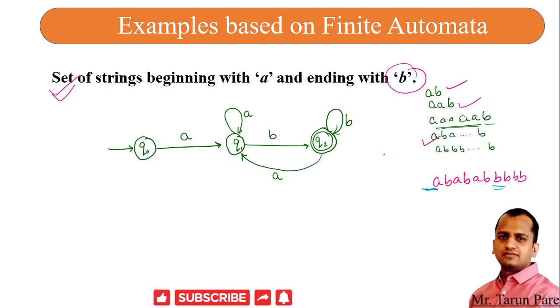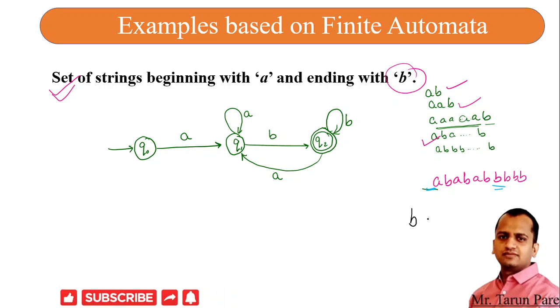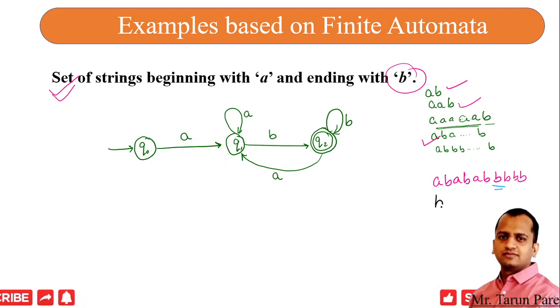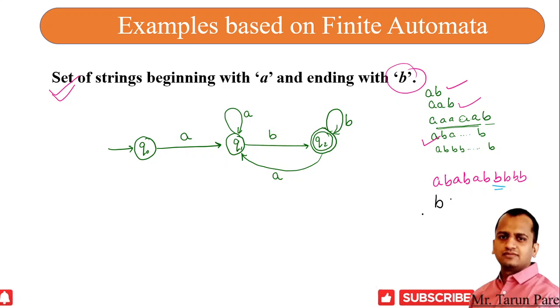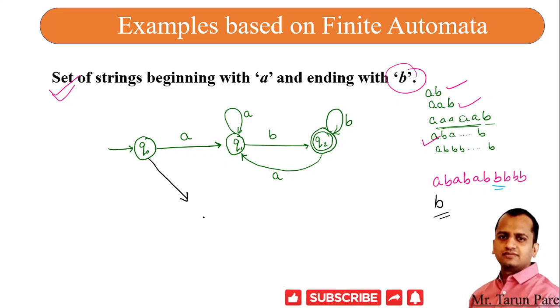Now what happens when we get an input like baab? Or if we take a small example, if the input is just b, how will you handle this b? If b arrives as an input in the beginning, then we handle the exception and make a dead state, and here we pass b.